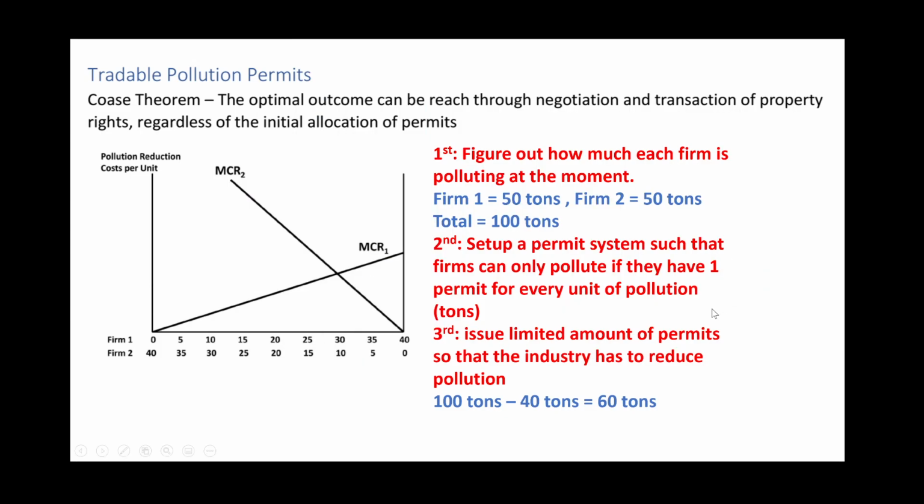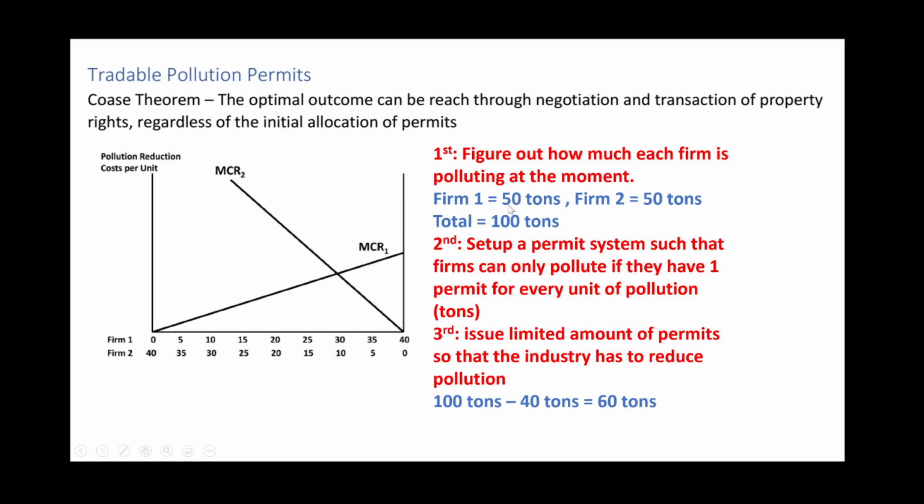Okay, so now we know that to reduce 40 tons, all we have to do is allocate 60 tons in total to the industry. So how should we allocate this? Well, let's allocate 30 tons to each. That seems fair. And we give 30 tons of permit to each firm. So now let's look at how much each firm will have to reduce before the trading begins.